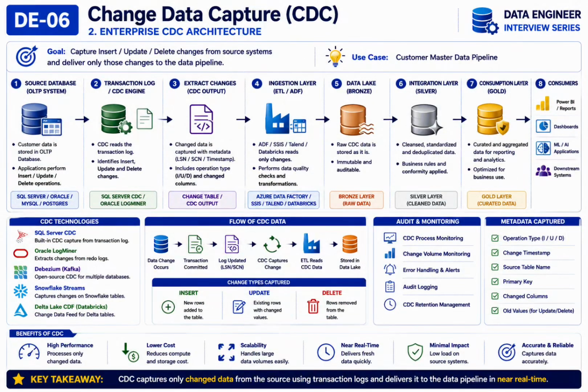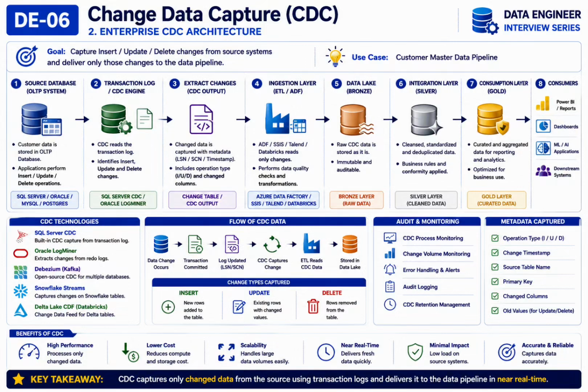Now, let's understand how CDC fits into an enterprise architecture. Everything starts with the OLTP database where business transactions occur. Whenever a customer is created, updated, or deleted, SQL Server writes that activity into its transaction log. CDC continuously monitors this transaction log instead of scanning the actual table. Whenever it detects an insert, update or delete operation, it records only those changes into CDC change tables.